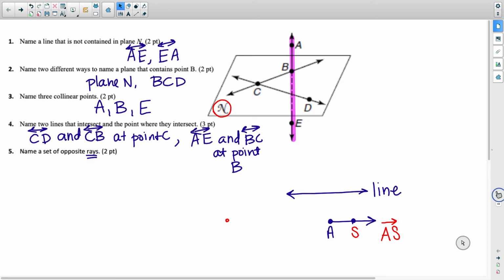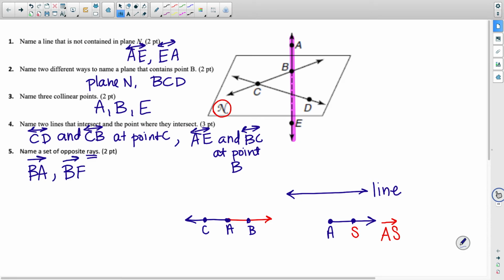Opposite rays are 2 rays that share a common endpoint, and they're going to go in opposite directions, okay? Now, they're going to form a line. So if this were AB and this were AC, I would say ray AB and ray AC are opposite rays. And when I say that, I know that they form a line. So this says name a set of opposite rays. So I'm going to name BA, and I'm going to name BE. Those are two rays that are going in opposite directions but have a common endpoint.